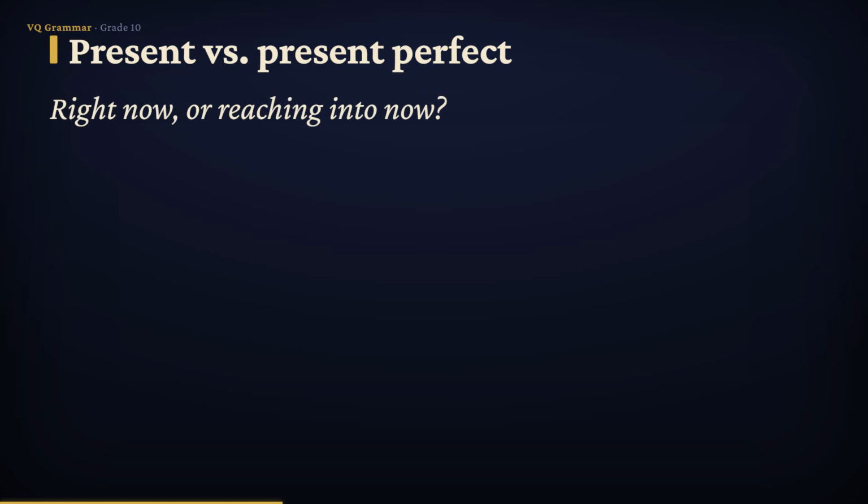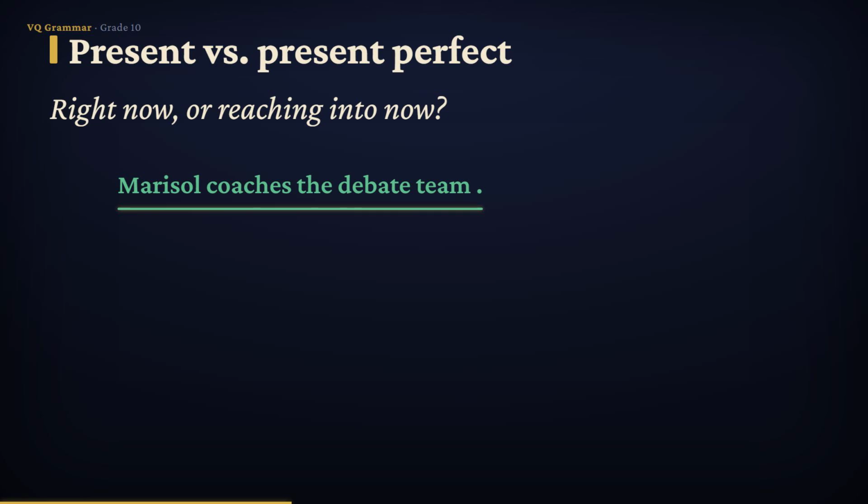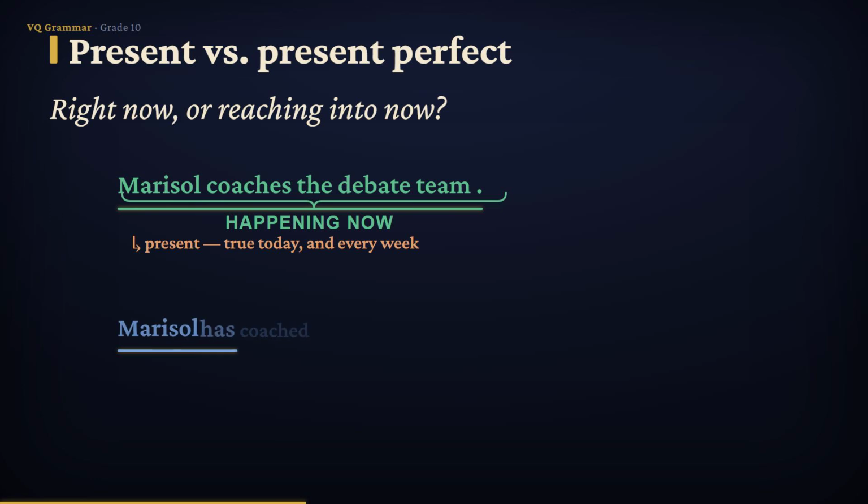Let's put the first tricky pair side by side. Sentence 1. Marisol coaches the debate team. That's the simple present. It tells us what is true today and every week. A plain, current fact. Now sentence 2.